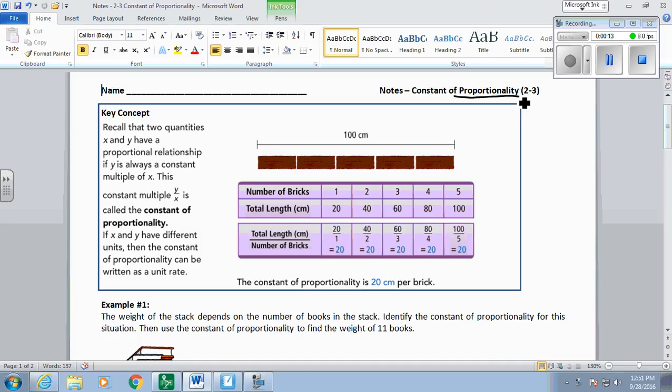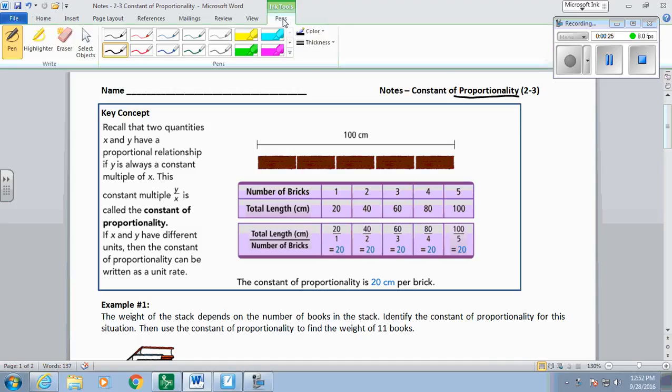In our key concept box today, we have: recall that two quantities x and y have a proportional relationship if y is always a constant multiple of x. This constant multiple of y divided by x is called the constant of proportionality. If x and y have different units, then the constant of proportionality can be written as a unit rate.